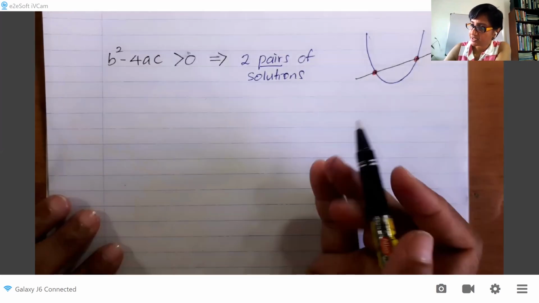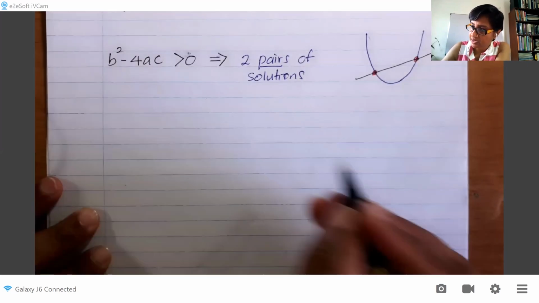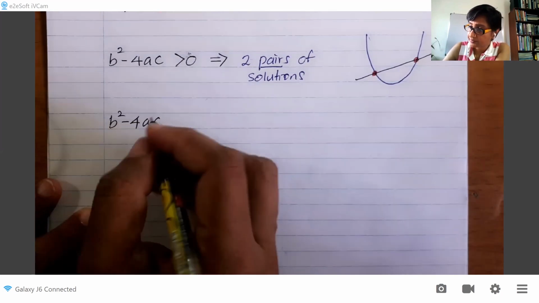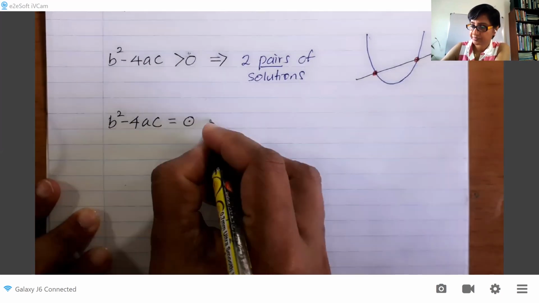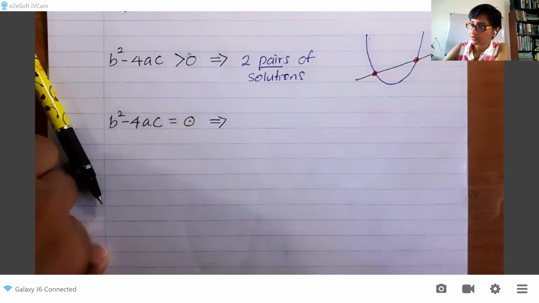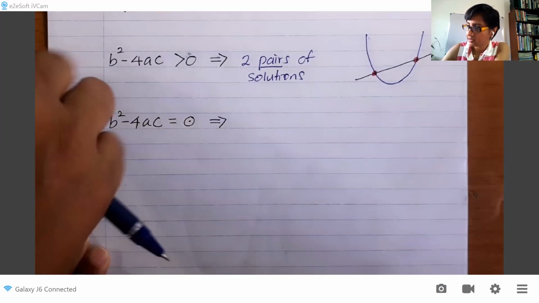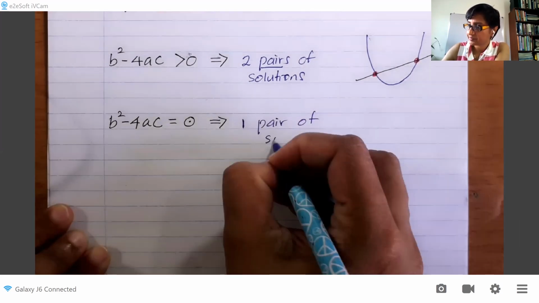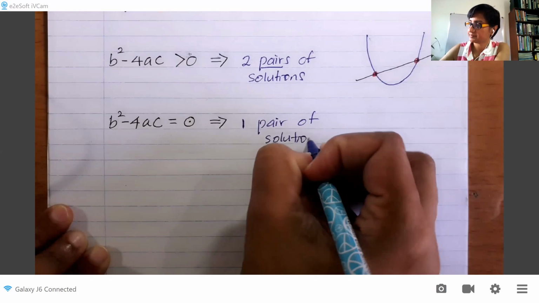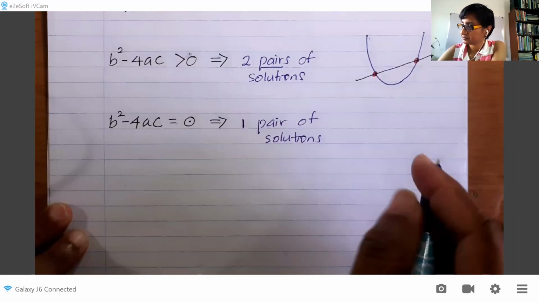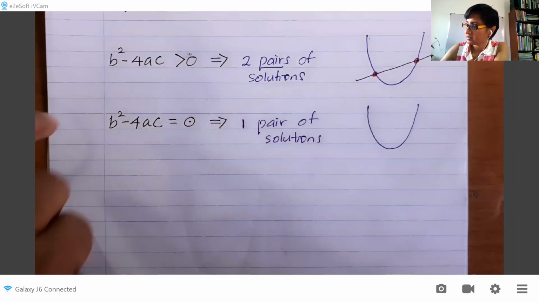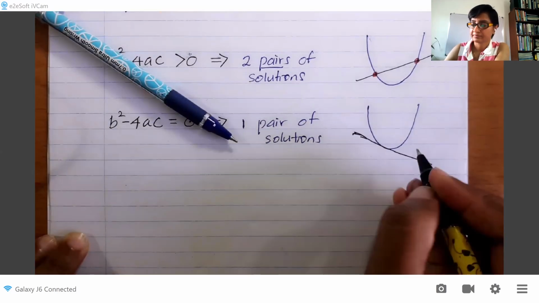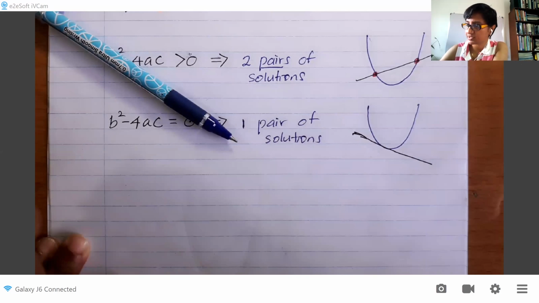You can complete this note. If b squared minus 4ac is equal to 0, you have only 1 pair of solutions. That is when, I mean, you can draw it any way you want. This time I will draw the line like that. That's when it is a tangent, only 1 point.